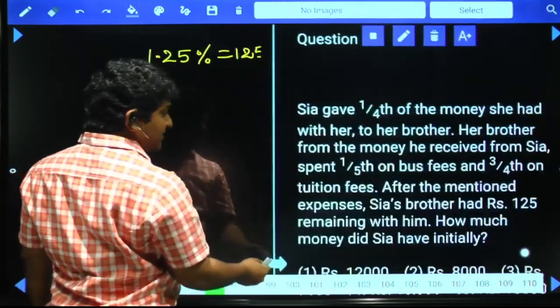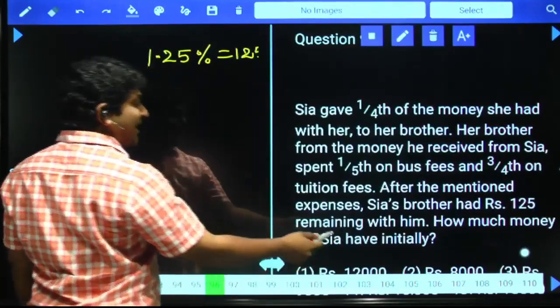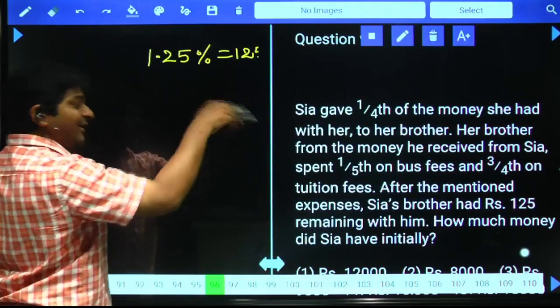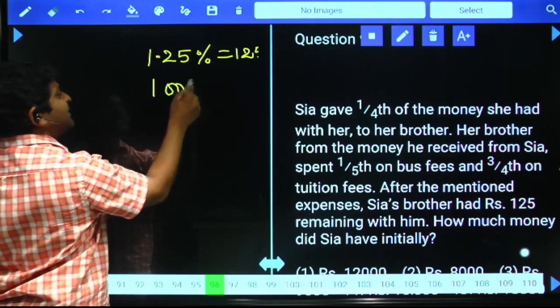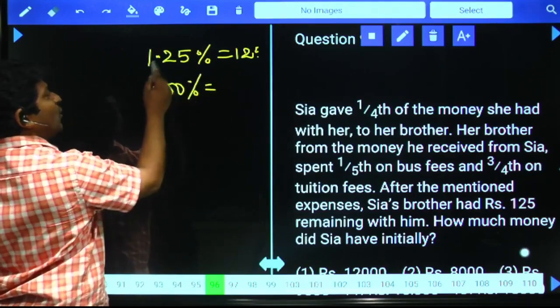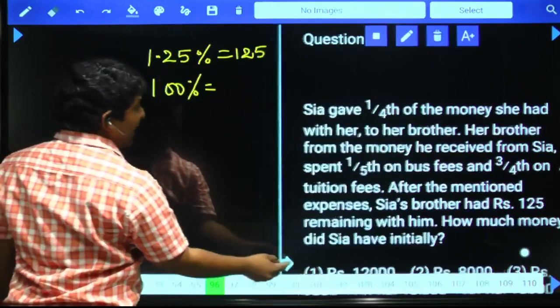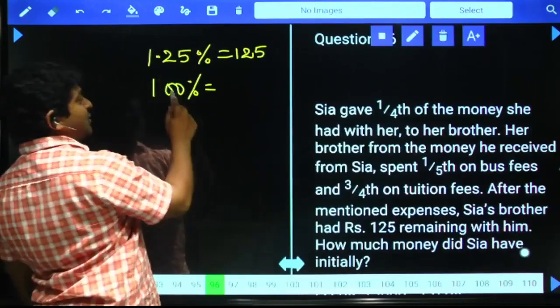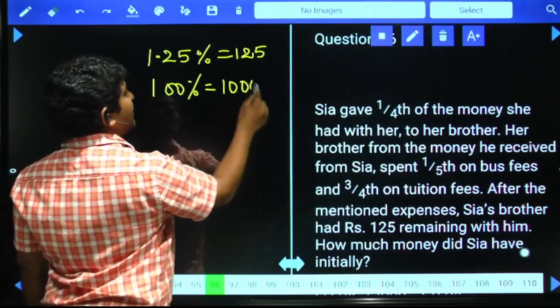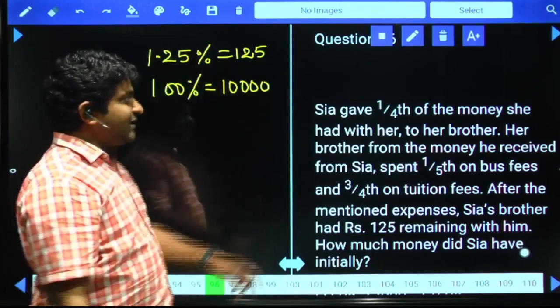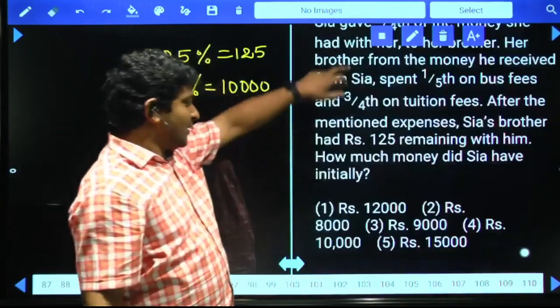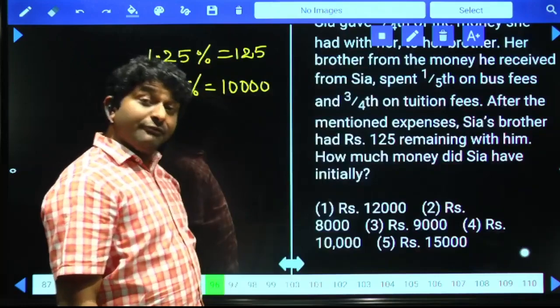And your question is, how much money did Sia have initially? Sia has 100%. So 100% is equal to how much? 1.25 multiplied by 100 will give you 125. So 100 times is equal to 10,000. 10,000 is our final answer, which is our fourth option.